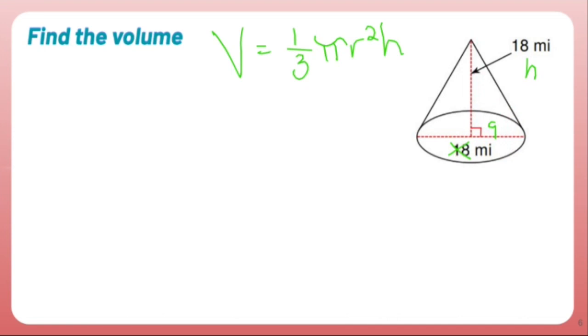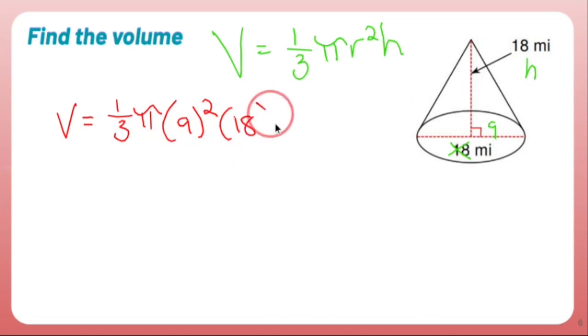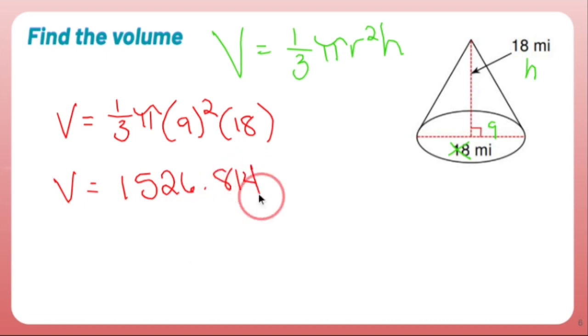So what I do is I take those numbers, I plug it into my formula. V equals 1/3 pi 9 squared h, which is 18. I have no clue what that is. Pi is a nightmare anyway, so I'm going to go off to the side and I'm going to ask Siri what it is. And she says 1,526 point, I lost it, 8140, so I'll do 814.